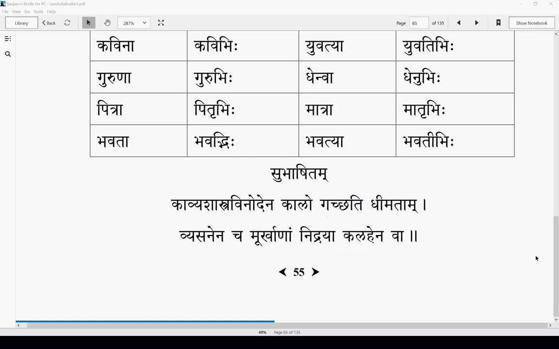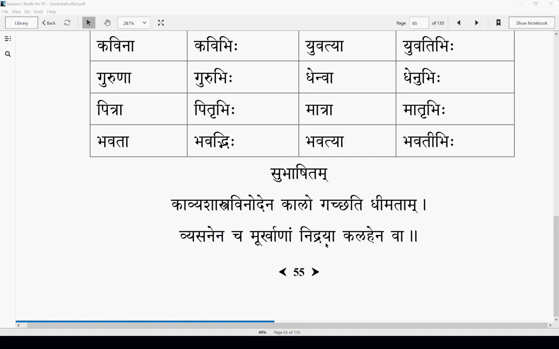Sir, I don't understand why time is Kalina. Because there is an and, cha murkanam, so and fools. So when you say time goes for dhimatam, wise people, and for fools, so the time goes is actually taken up a second time also. It's distributive. Yes. That and cha murkanam is again for the time only, for fools. So remember, see, this is a shloka, this is a verse, right? So this whole thing is one sentence.